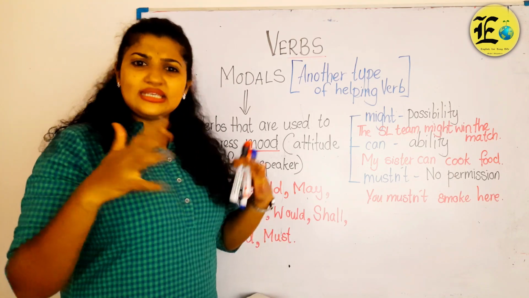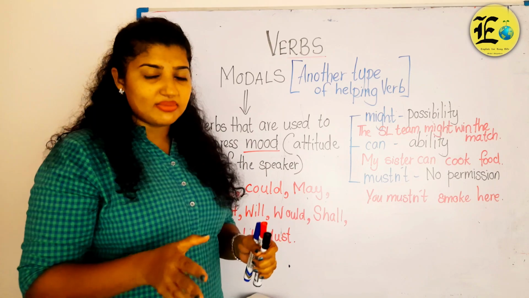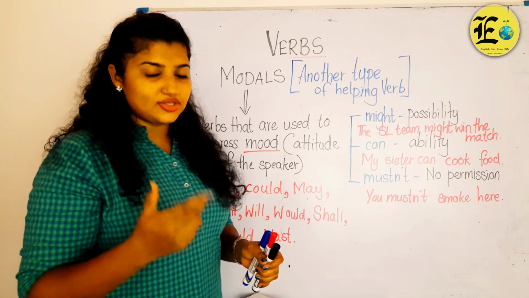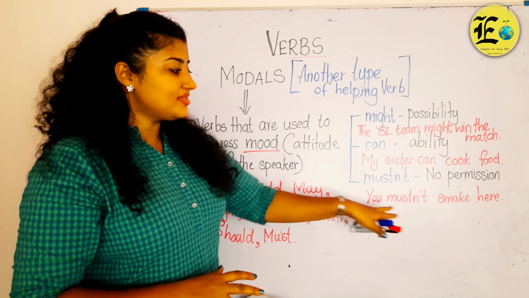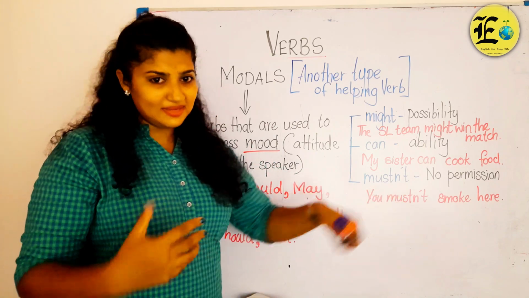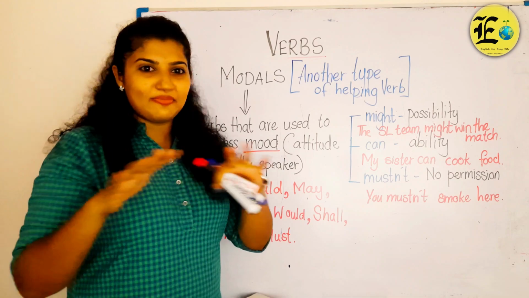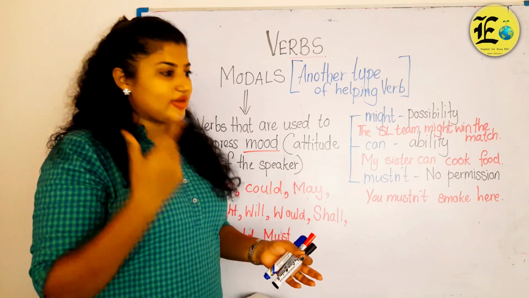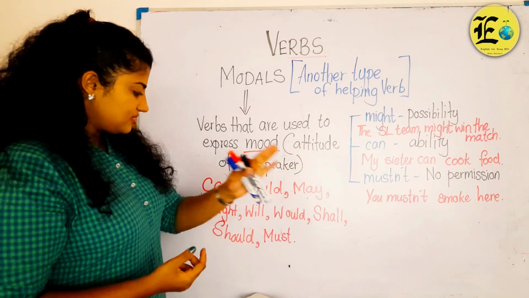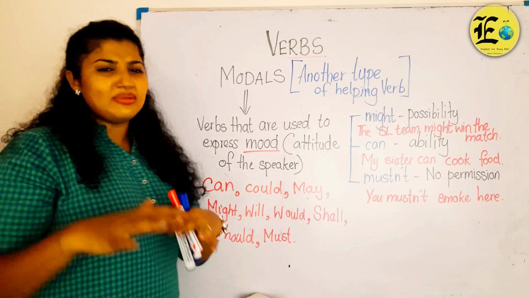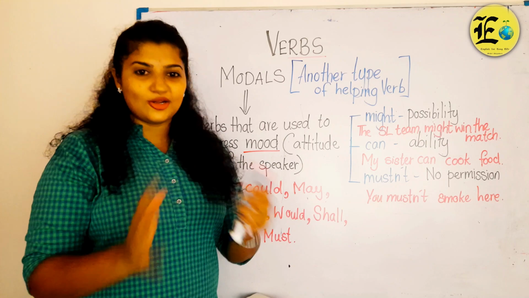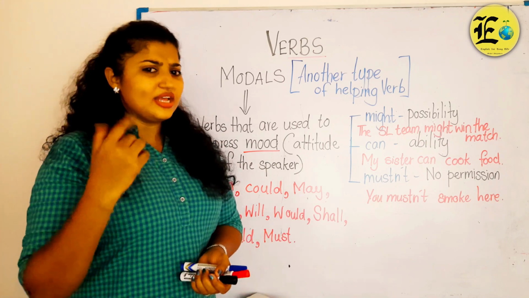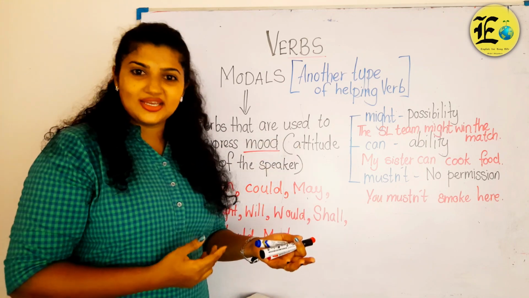If you see the word mustn't anywhere, remember it gives you the message that there's no permission for any kind of actions like this. You mustn't smoke here, which simply means you are prohibited from doing these kinds of things. So if you find words like mustn't, wouldn't, shouldn't, remember they give you a negative meaning, that you are not to do those kinds of things. So now let us see what our next important category is.